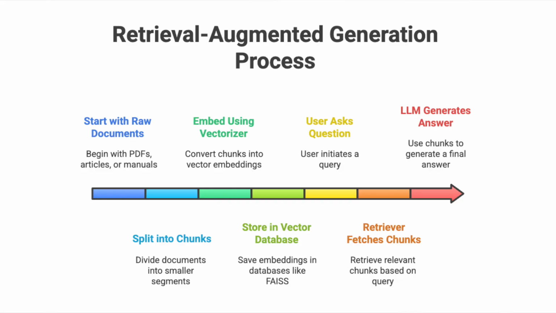When a user asks a question, a retriever fetches top k relevant chunks, and then the LLM uses those chunks as context to generate the final answer. It's like giving ChatGPT access to a bookshelf. So now I think you have understood what is the architecture of a RAG system.